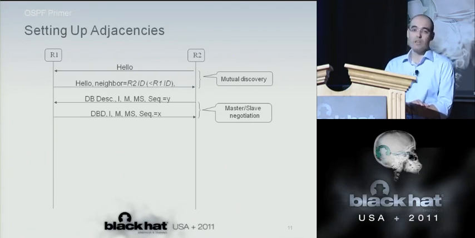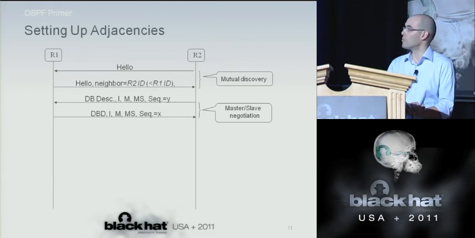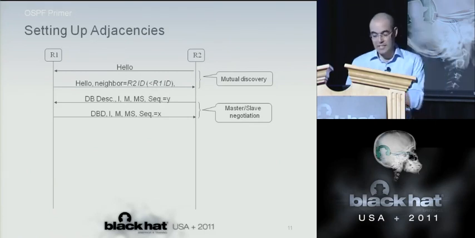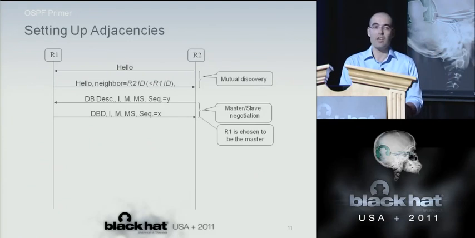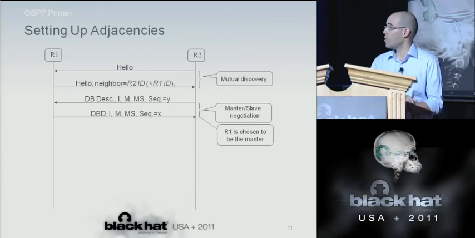R1 does the same. It also sends out its database description with the I, M and MS flags set, meaning that he is also declaring himself to be the master, and he picks a totally different initial sequence number. Now, since in this example R1 has a higher identity than R2, R1 is chosen to be the master, and R2 concedes to be the slave.